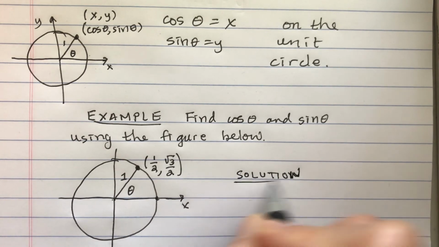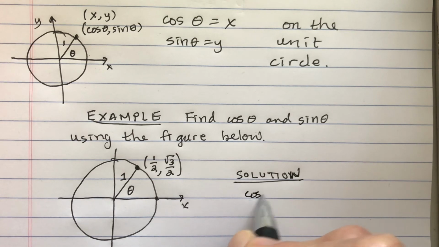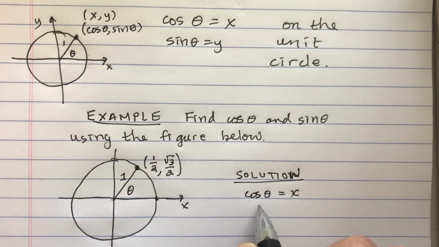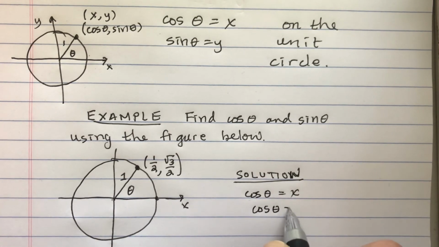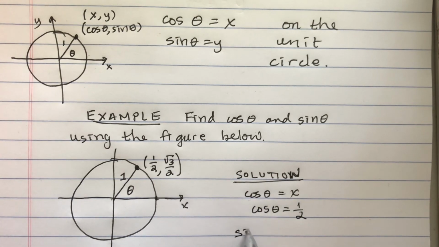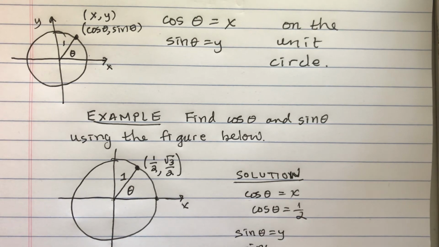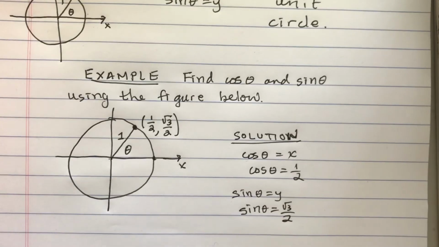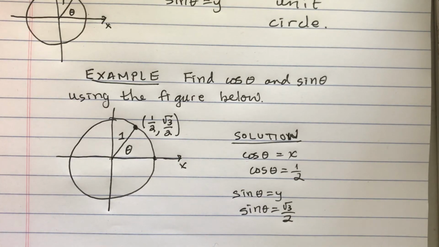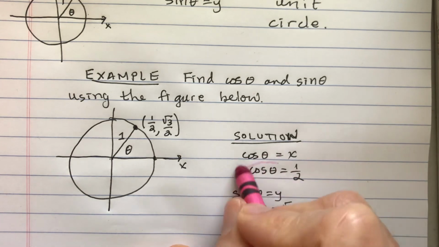can we find what cosine theta is? Cosine theta is equal to x, so therefore cosine theta is equal to 1/2. Sine theta is equal to y, so therefore sine theta is equal to square root of 3 over 2. All right, so these are the answers.